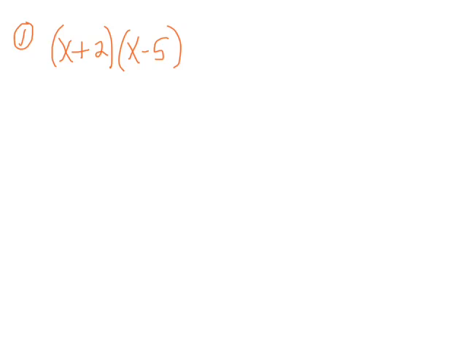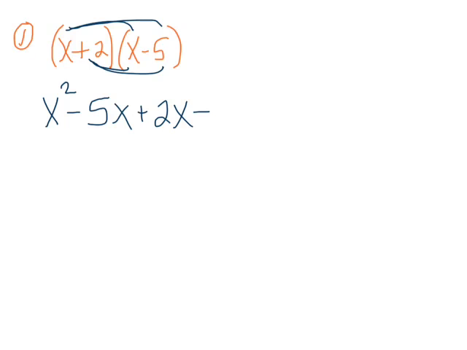Everybody knows how to distribute, so I'm going to distribute the x to the x and the negative 5, then I'm going to distribute the positive 2 to the x and the negative 5, and then combine any like terms. So x times x, x squared. X times negative 5, negative 5x. Now I'm going to distribute the 2. 2 times x, 2x. 2 times negative 5, negative 10. Now I'm going to combine any like terms, which are these two here. So I have x squared, negative 5x plus 2x is negative 3x, minus 10.